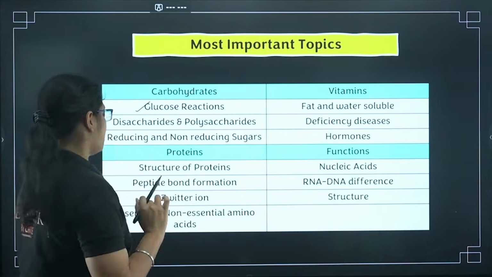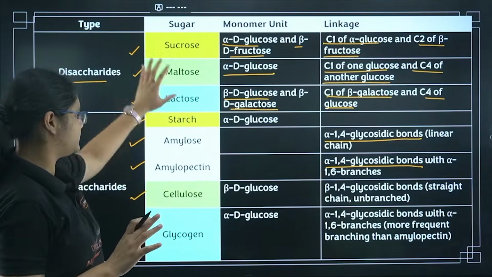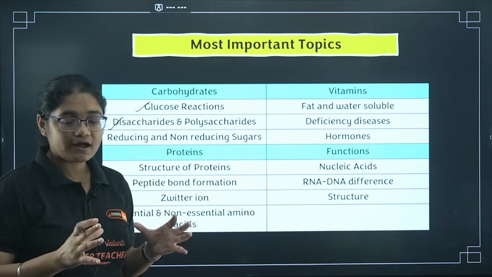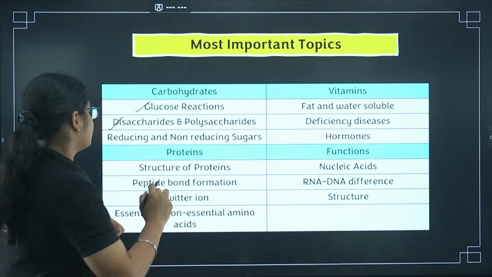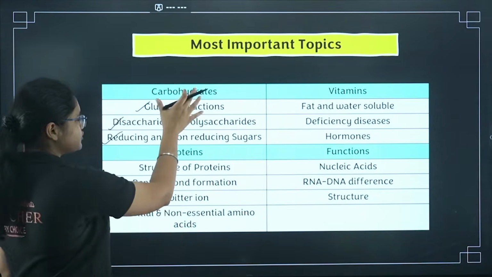questions will definitely be asked from here. Next, disaccharides and polysaccharides, their examples, and especially this chart you have to remember, where you have to know their monomer units, their diagrams and the connectivity. Next is reducing sugars and non-reducing sugars, definition and examples. So this is all about carbohydrates.